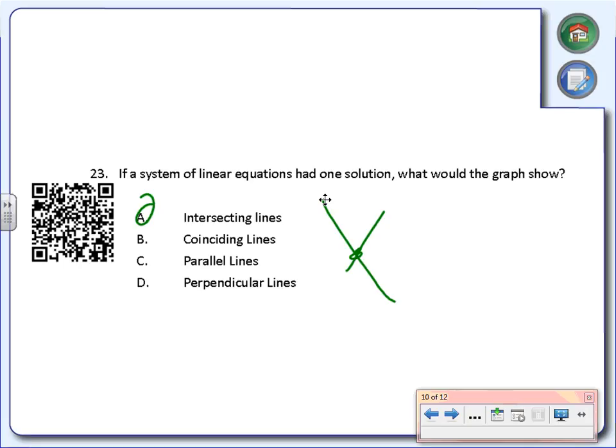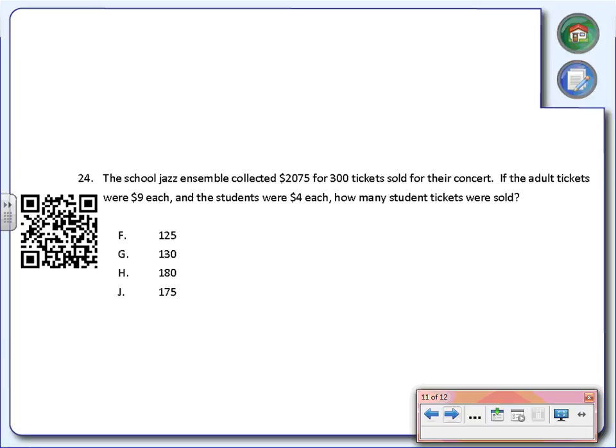What about perpendicular lines? That would be the same thing as intersecting lines, right? One solution. Number 24. It technically could be, right? Because they are intersecting, that would still have one solution.